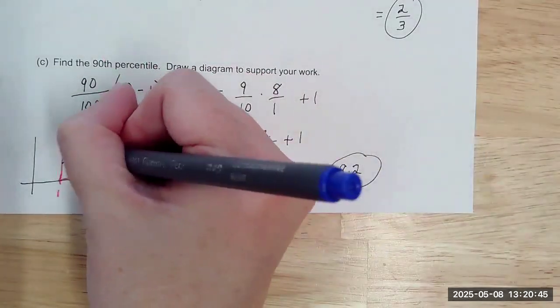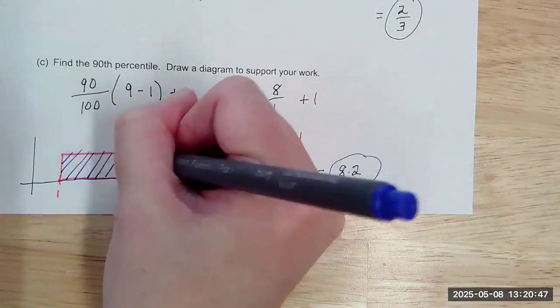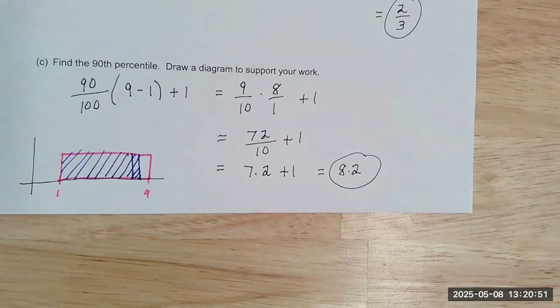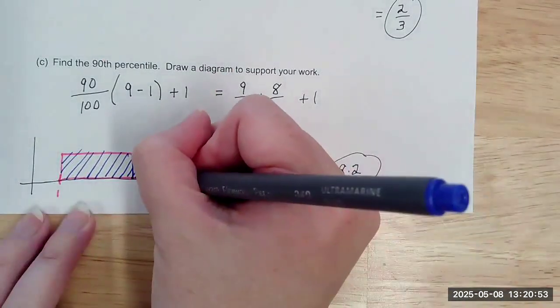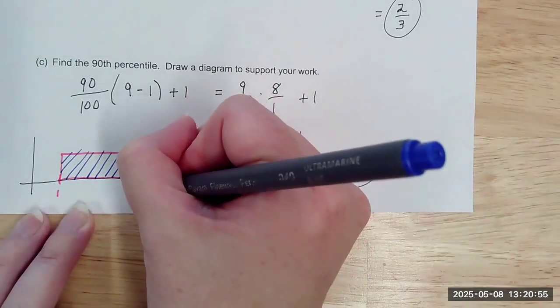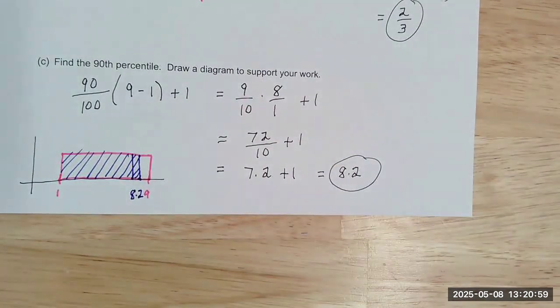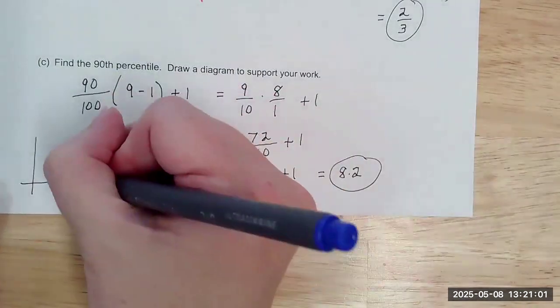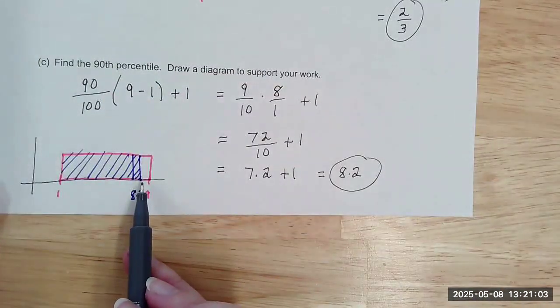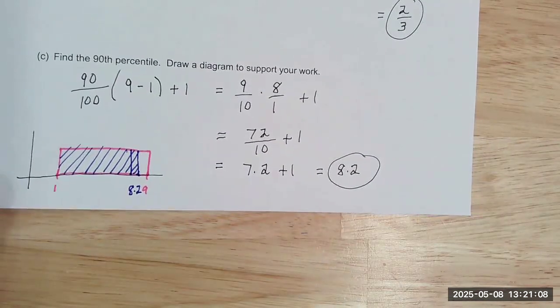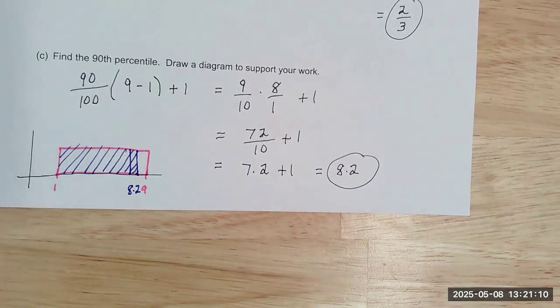So 90th percentile should mean that you've almost got the entire rectangle filled in, right? And then there's just a little bit left. Would it make sense that the number where this part ends is at 8.2 based on the number that we got? Yeah. So along the bottom, if you were shading everything in all the way up to that number 8.2, that would be where I would guess that you would hit 90th percentile. So that makes sense.